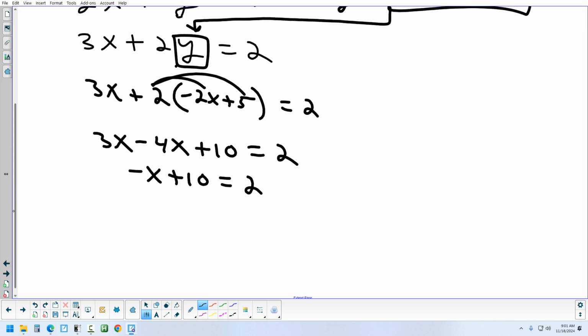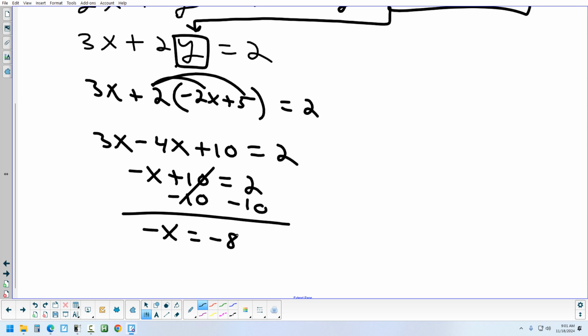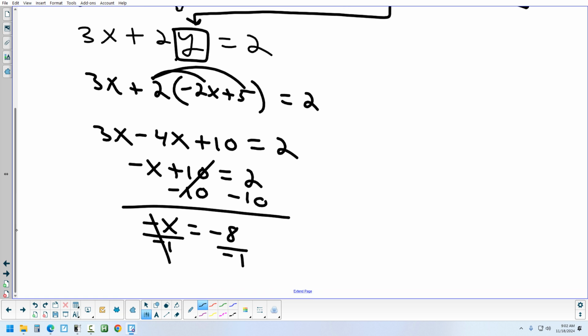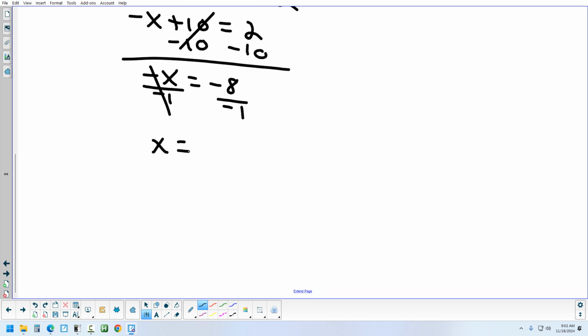Right, now the next step involves moving something to the other side. Minus 10. So minus the 10. 2 take away 10 is negative 8, but that's not x. That's negative x. Yeah, you can just divide each side by negative 1. And we get x equals, what's negative 8 divided by negative 1? 8, perfect. And there is not a second answer for x, because it's not a quadratic.